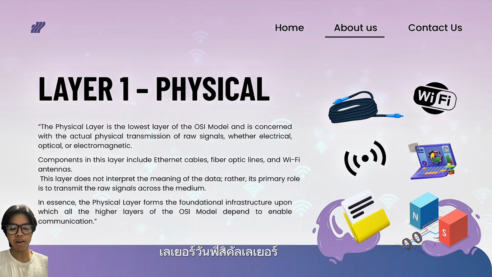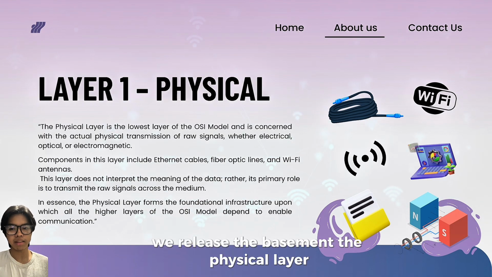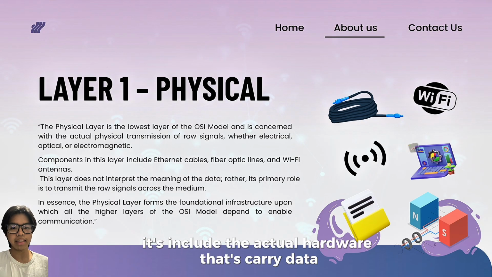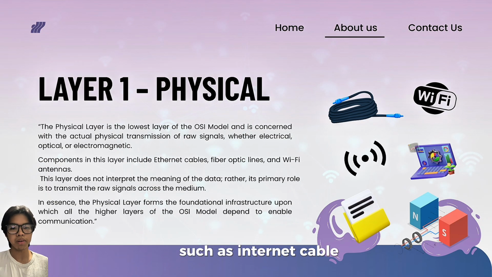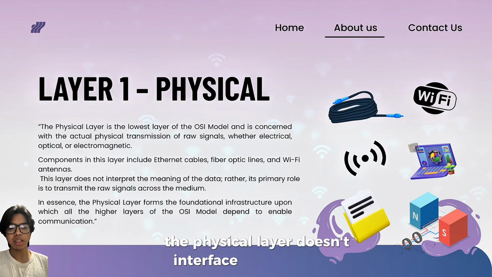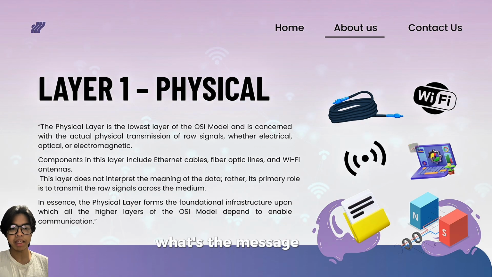Layer 1, physical layer. And finally, we reach the basement, the physical layer. This layer deals only with raw signals: electrical pulses, light beams, or radio waves. It includes the actual hardware that carries data, such as Ethernet cables, fiber optic lines, and Wi-Fi antennas. The physical layer doesn't interpret or understand what the message means.